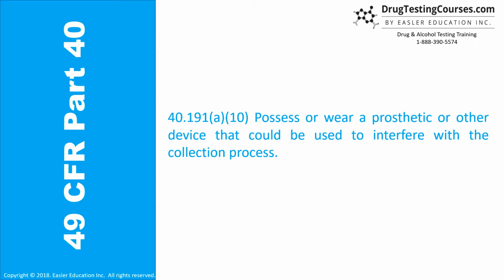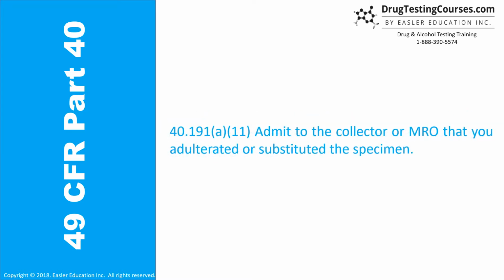40.191(a)(10). Possess or wear a prosthetic or other device that could be used to interfere with the collection process. 40.191(a)(11). Admit to the collector or MRO that you adulterated or substituted the specimen.